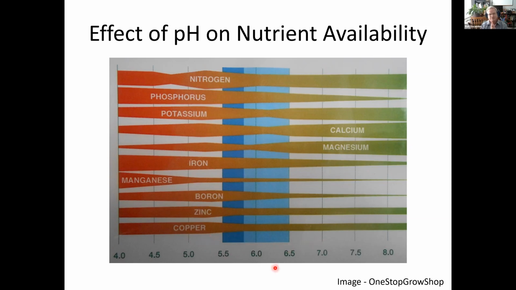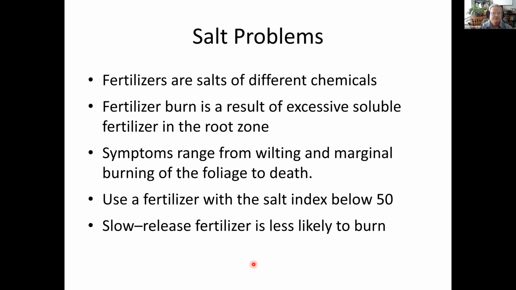I think Kay in her soil section, if she hasn't taught it already, she will. You should know by now that these are compounding, they're logarithmic. They're not linear. So pH is not a linear function. Right, so salt problems. Remember, we talked a little about this. Fertilizers are salts that come about from different chemicals. Fertilizer burn is the result of excessive soluble fertilizer in the root zone.